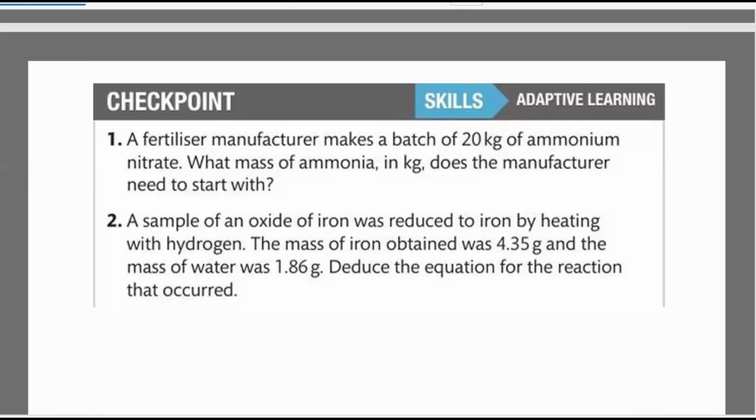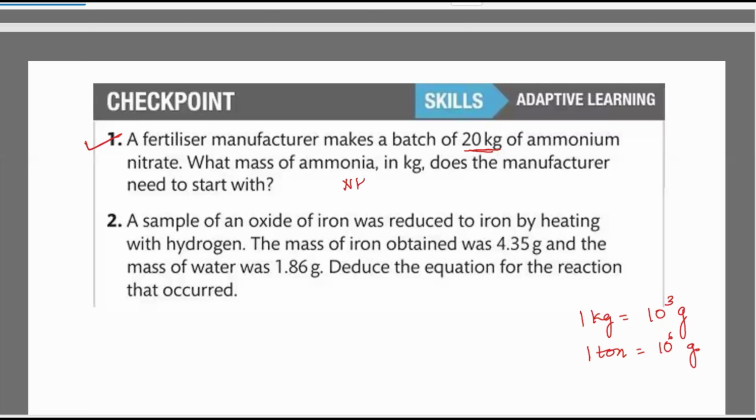I'm going to give you the unit conversion. 1 kg is equal to 10 to the power 3 grams, or I can say 1 ton is equal to 10 to the power 6 grams. Now the question says: a fertilizer manufacturer makes a batch of 20 kg of ammonium nitrate. What mass of ammonia in kg does the manufacturer need to start? I want you to solve question number one. Just to help you, though in the exam many a time they don't give you the equation, I'm giving you the equations.